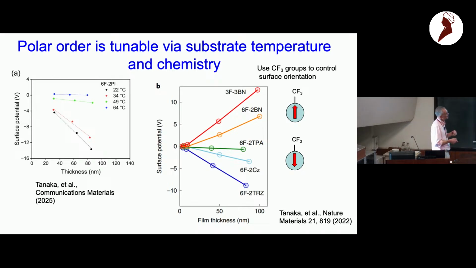So I'm sparing you the chemical details here. This is a physicist's molecule. It has a dipole moment and a CF3 group. Or the CF3 group's on the opposite end, okay? And when he makes molecules that look like this, he gets a positive surface potential. When he makes molecules that look like this, he gets a negative surface potential.